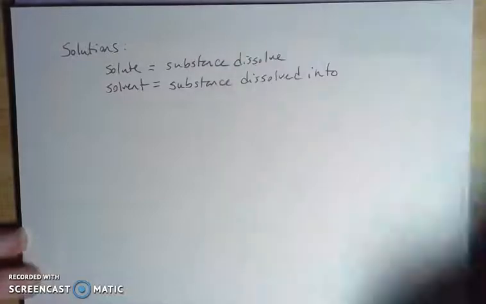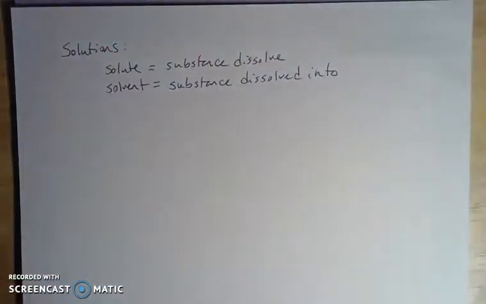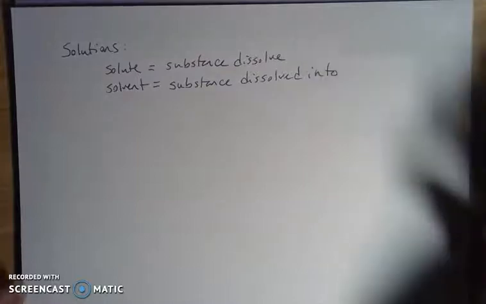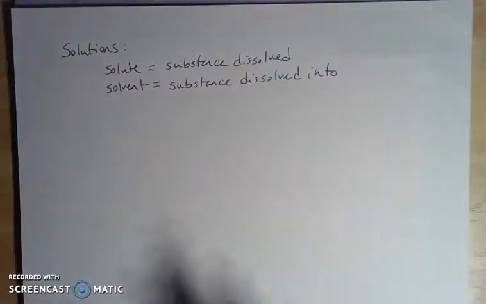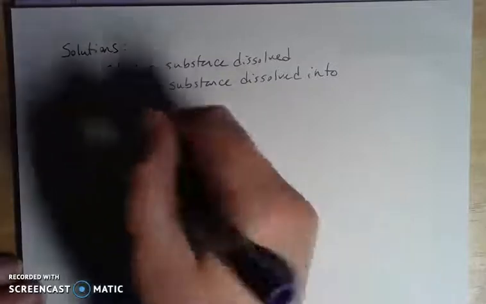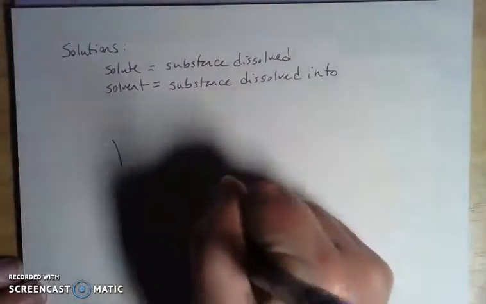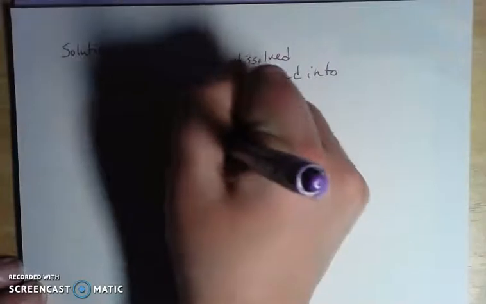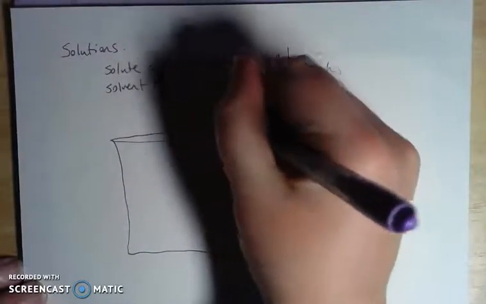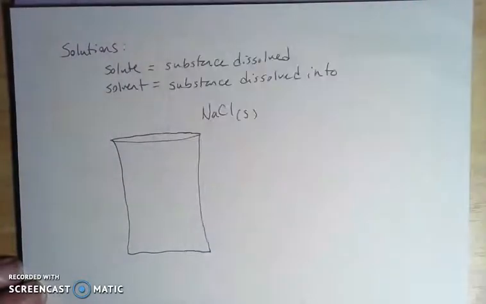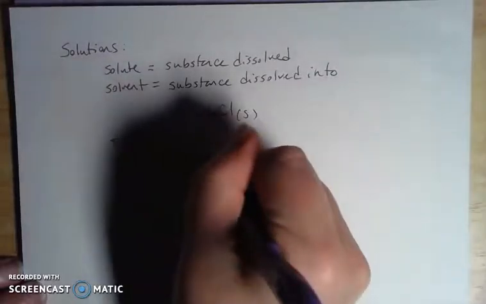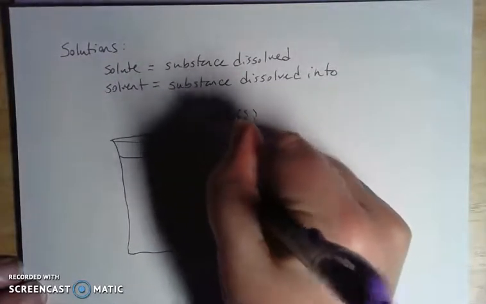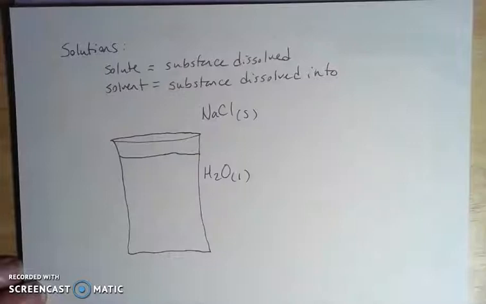So just a little review of our phase change stuff as well as the solution stuff. We have the substance dissolved and the substance dissolved into. If we picture a beaker here, and let's say that we have sodium chloride, which is our table salt, as a solute, and we'll have liquid water as our solvent. So we're going to put our sodium chloride into solution.